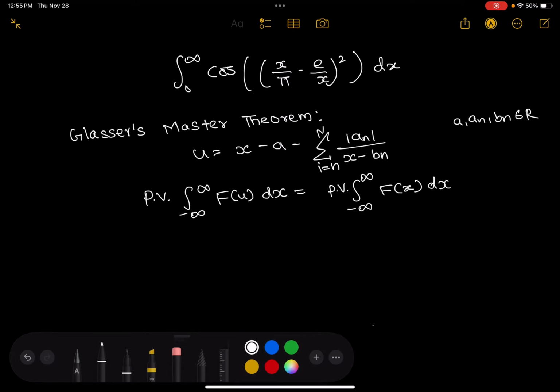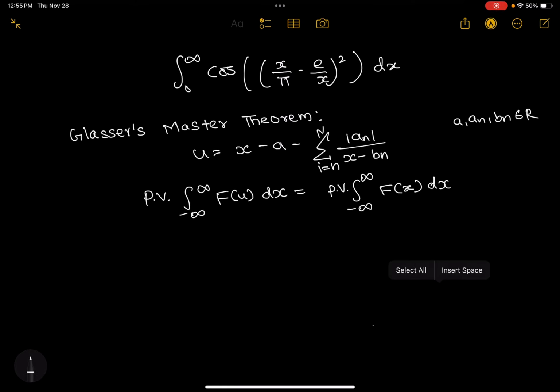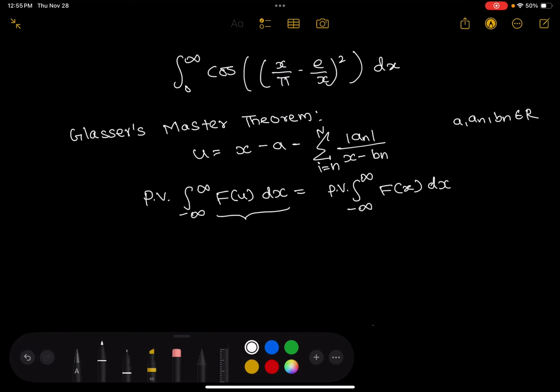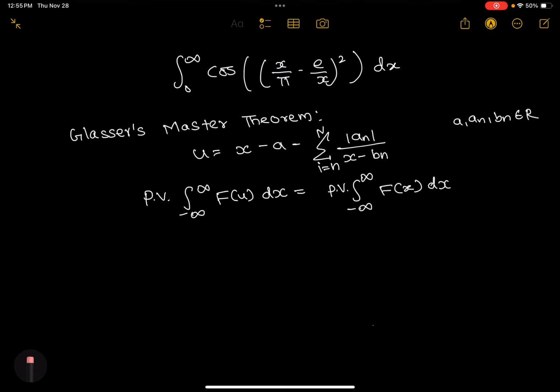Over here also, at x equal to b_n, this integral might blow up. But even then, we can just break it into two integrals and then get a value. So that's why we wrote principal value over here. Now, let us go on solving this integral using Glasser's Master Theorem.